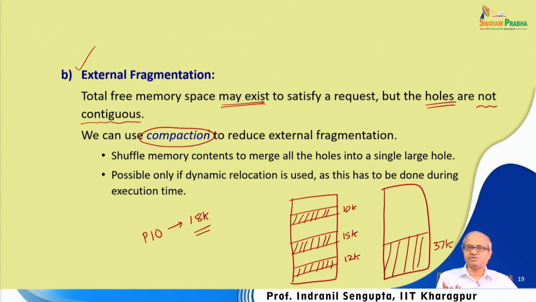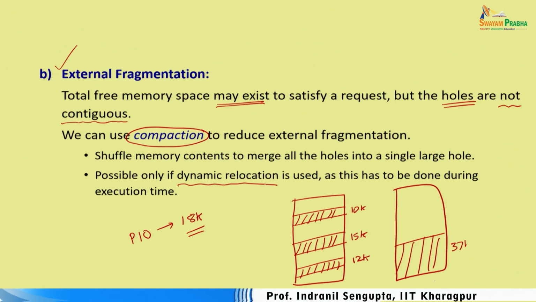Of course, needless to say, this compaction is a very expensive process. You have to shift so much data and code from one part of the memory to another. And since you are shifting things around, dynamic relocation is very important. It must be supported by the system using a relocation register or something similar. There must be support for dynamic relocation here, and only then can you do this.